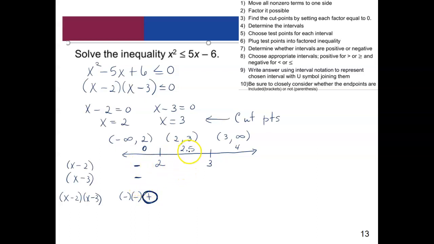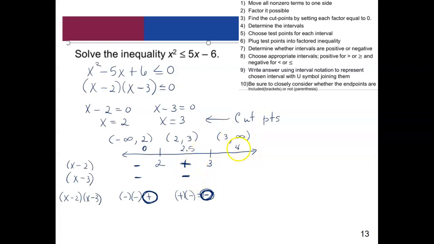Okay, I'm going to do the same thing with the 2.5. So for this interval, my test point was 2.5. So I'm going to go over and I'm going to plug it in here. So 2.5 minus 2 is a positive 0.5. So again, I don't really need the number value. I just need the sign of it. So it was positive. If I put 2.5 into this one, then I'm going to have 2.5 minus 3, and that's going to be negative. So when I look at the product of the two, then I'm going to have a positive times a negative, and a positive times a negative is going to give me a negative for this interval here.